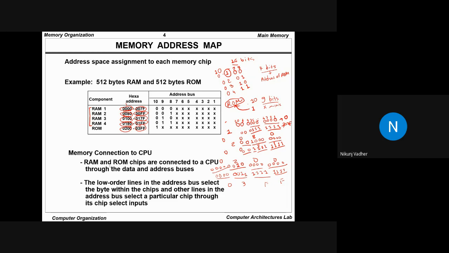Are you all clear with this, how we are getting this address? Okay. Now, if we try to connect this, then how can it be connected?